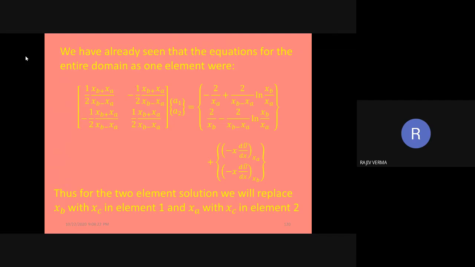same elemental equations which we have derived earlier, but are simply going to replace some nodal values, such as when we are talking about element number 1, we are simply going to replace xb with respect to xc. Similarly, when we are talking about the stiffness equations of element number 2, we are going to replace xa and xc to get the stiffness equation of element number 2.